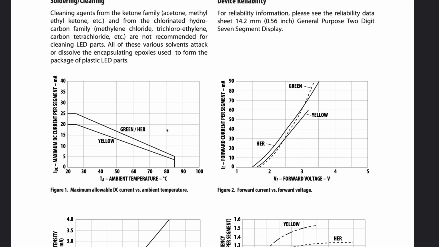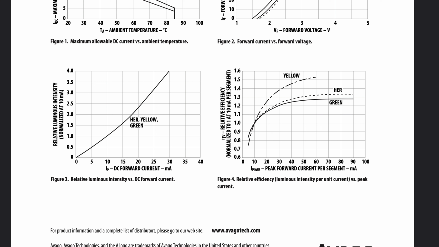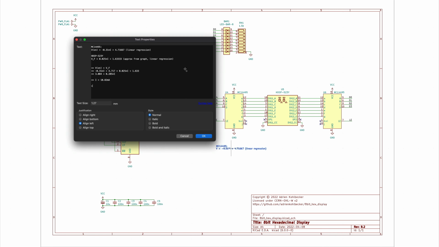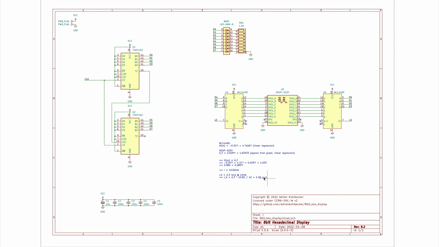If we take a look at the datasheet again, we can see here that the relative luminous intensity, that means normalized at 10 milliamps, is going to be approximately proportional to the forward current, at least in the range that we're interested in, which is, let's say, below 15 milliamps. You can say that it's almost a straight line. And so if we take the luminous intensity at 10 milliamps, that's 2.3 millicandela. We find that at this current of 10.8, the luminous intensity is 2.48 millicandela. And so this is the intensity that we're driving our display at. And as I've shown in the video, it's a pretty nice intensity.